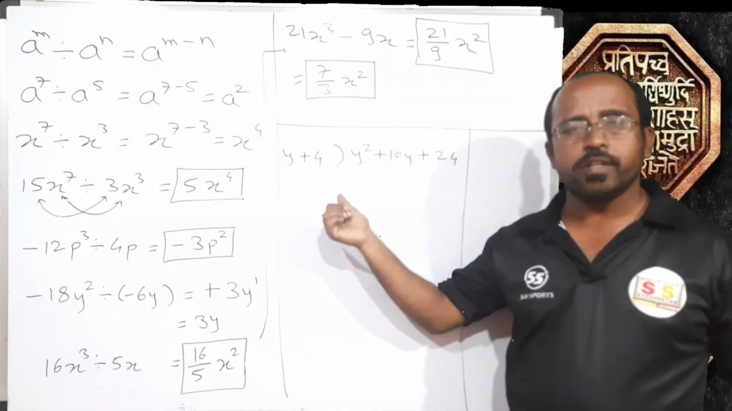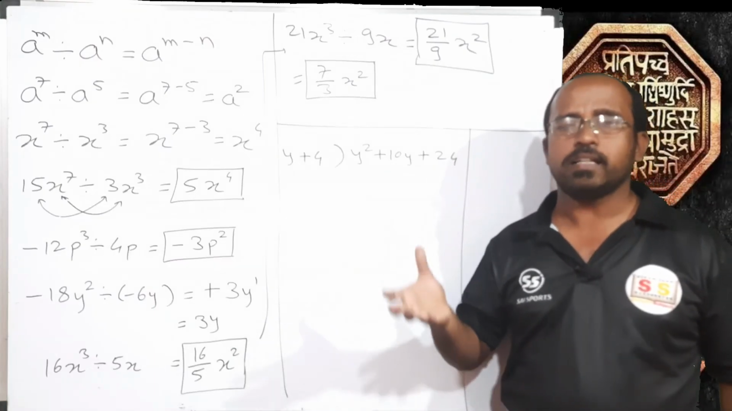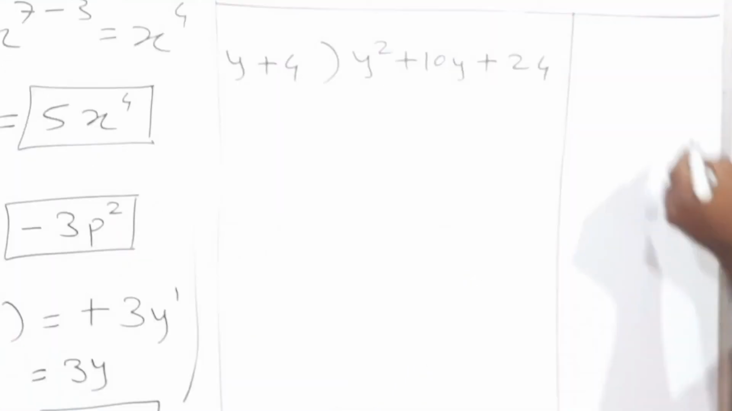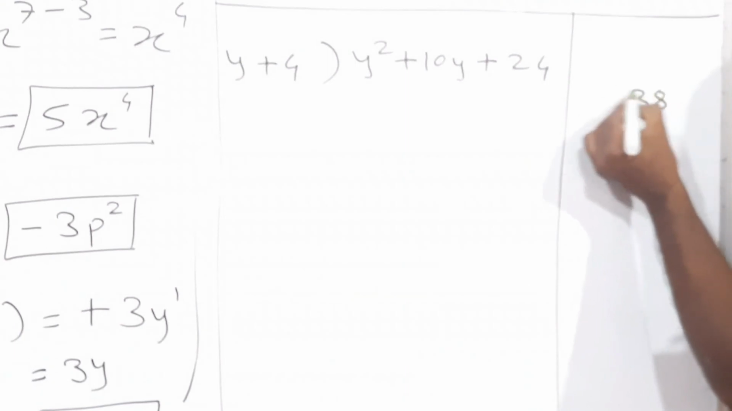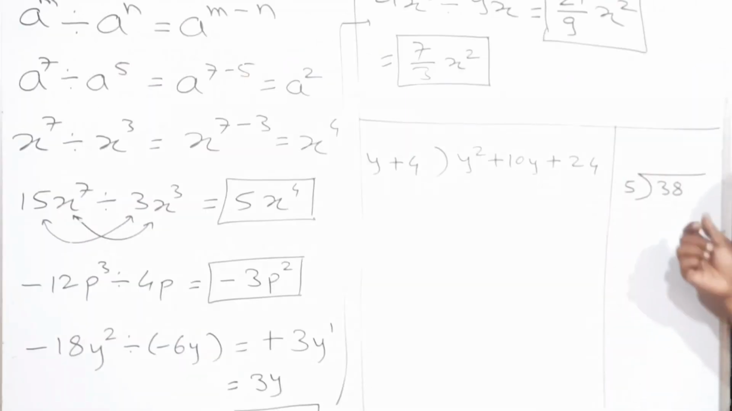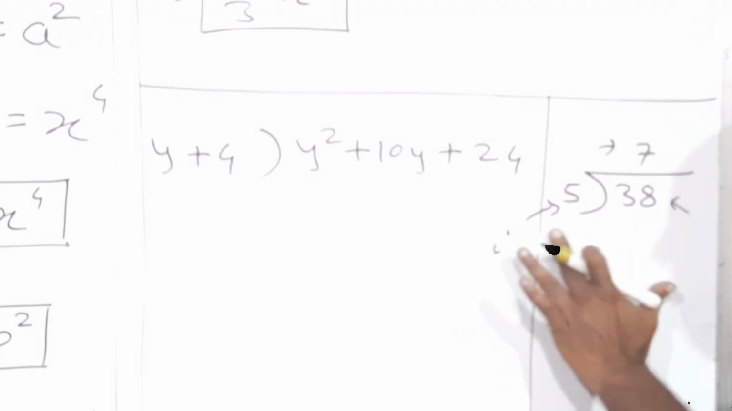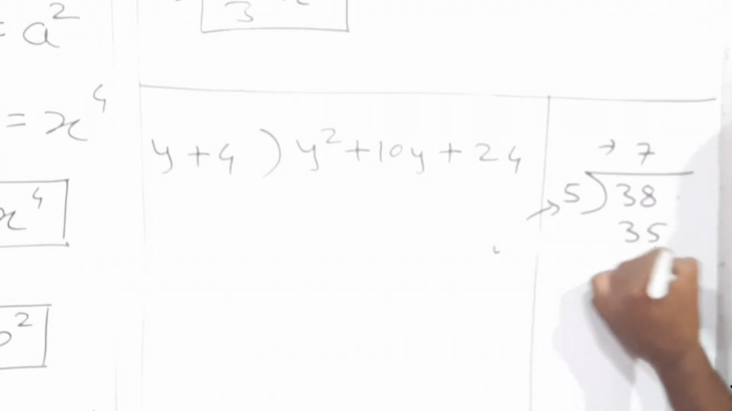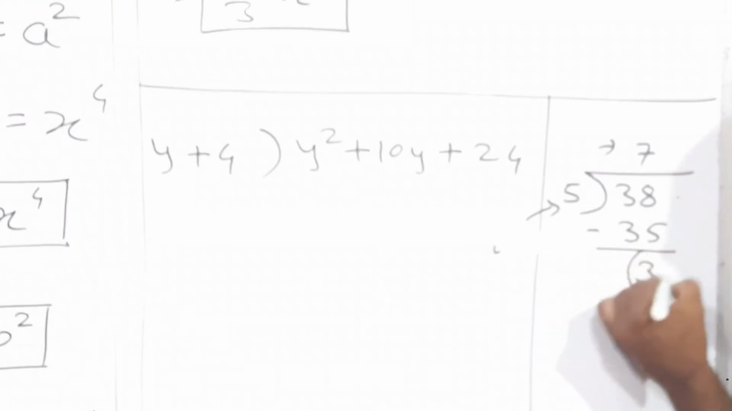So before continuing with the division of polynomials, let us see how we do our regular division. Suppose the question is 38 divided by 5. How are we dividing it? First of all, we have to find a quotient, and that quotient is 7, since 5 times 7 is 35. So first we find the quotient. Then we subtract 35 from this, and 3 is the remainder.